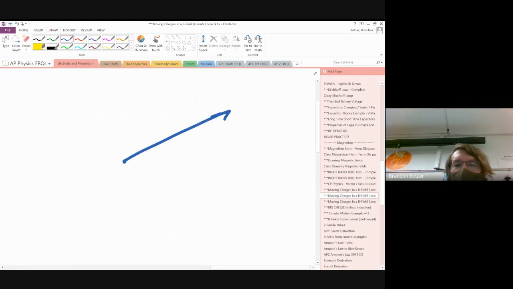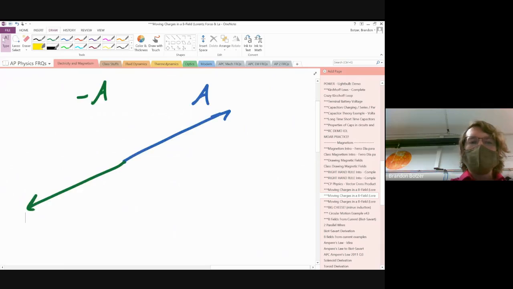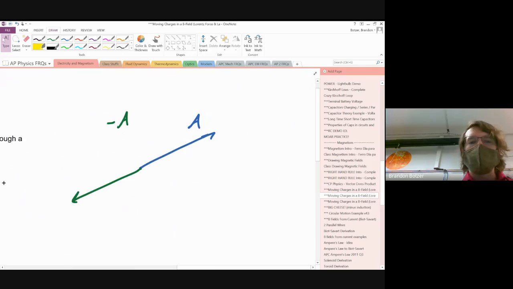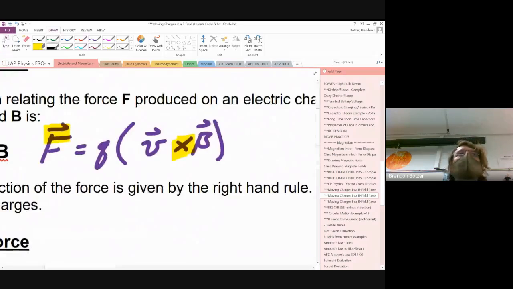If this is some vector A, if I want to draw the vector negative A, I go in the opposite direction, the same magnitude. So this is vector negative A. When we look at the Lorentz force equation, this V cross B will give us a direction based off of our thumb. But if my Q here is a negative quantity, then I need to go in the opposite direction of V cross B.